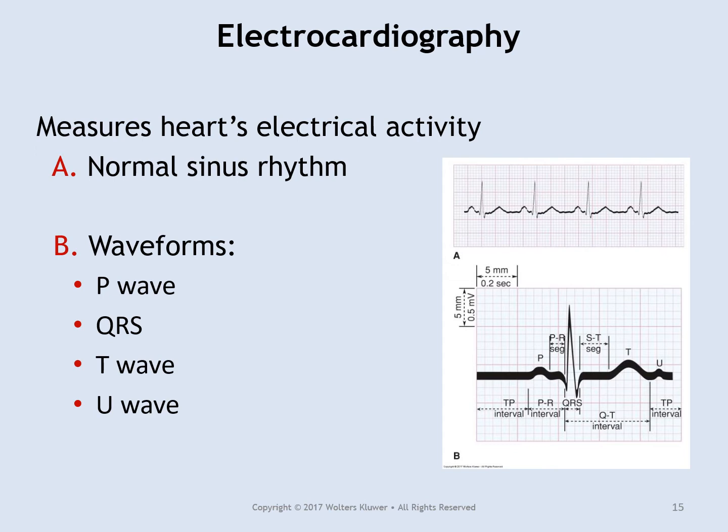So here is an electrocardiograph, that you get from electrocardiography. We're going to take a look at normal sinus rhythm. We have the P, QRS, T, and U wave. So let's take a closer look at those.